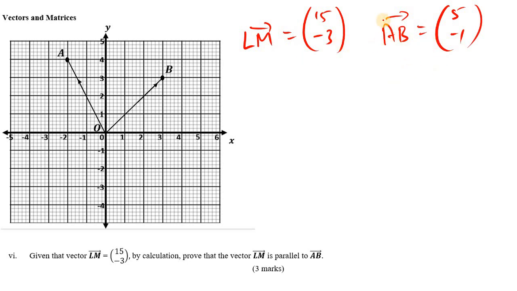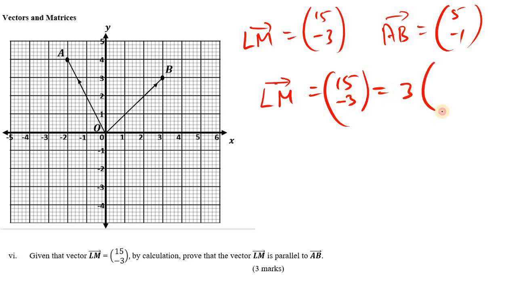To prove that they're parallel, it means that one is a multiple of the other, right? And so if we look at LM here, it is 15, negative 3, which we can write by factoring out the 3. Because 3 times 5 is 15, and 3 times negative 1 is negative 3. 15 can be written as 3 times 5, right? And the negative 3 can be written as 3 times negative 1. So 3 is a common factor, basically. So we've seen that positive 3 is common in both.